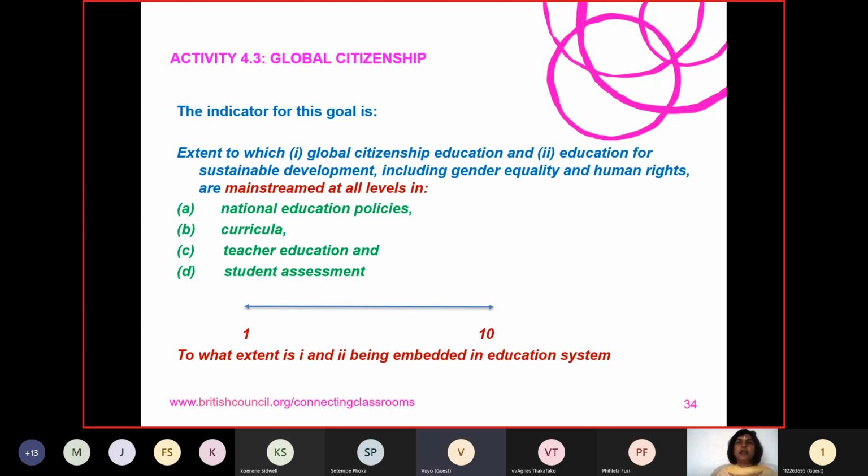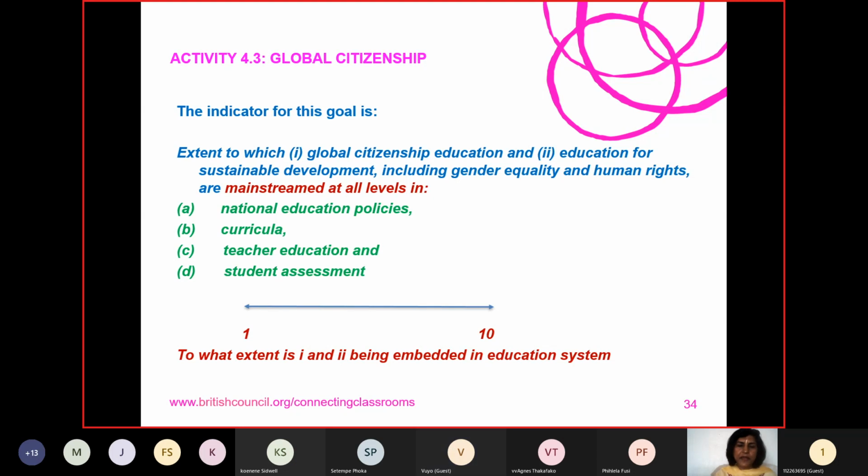What levels? We want this sustainable development goal of global citizenship to be in national policy. We want it to be in our curriculum. We want teachers to know about it. We want it to be in education assessment. We want it to be in student assessment. Is it there, ladies and gentlemen? Let's answer very openly. Let's answer very honestly.